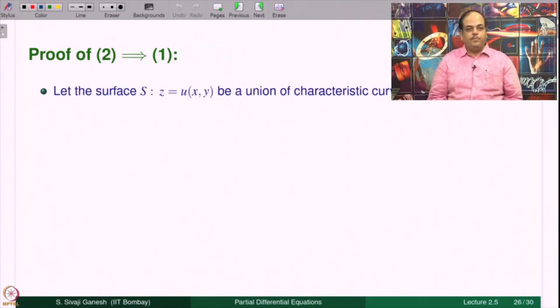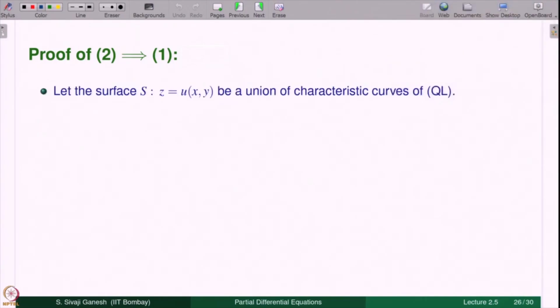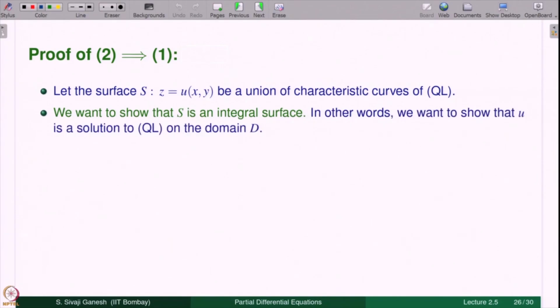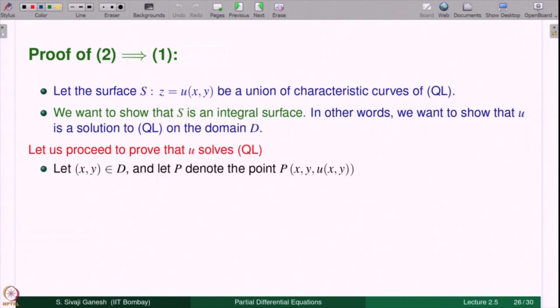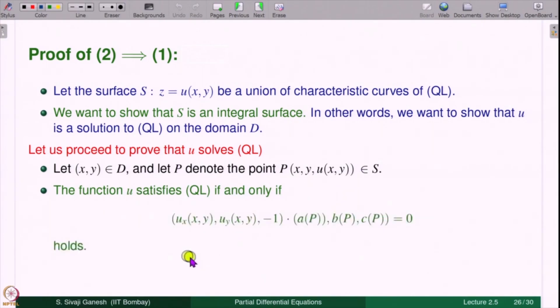Now, we go to 2 implies 1. So, we assume that the surface is a union of characteristic curves and we want to show that this u is a solution to the quasilinear equation. So, let us proceed to prove that u solves QL. Take a point (x, y) in D and let P denote the point (x, y, u(x, y)), that will be on S. Function u satisfies QL if and only if this equation is satisfied, (ux, uy, minus 1) dot (a(P), b(P), c(P)) is 0, this holds.